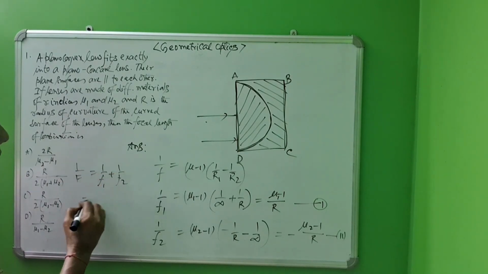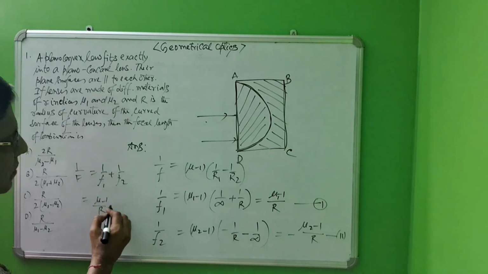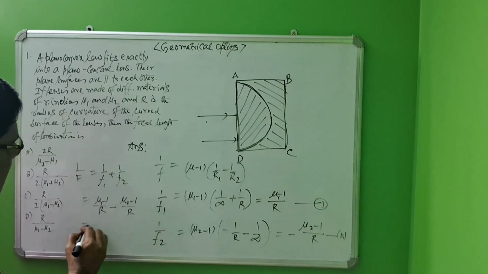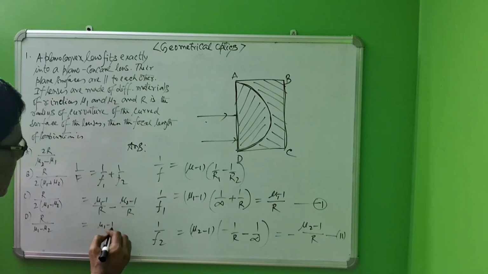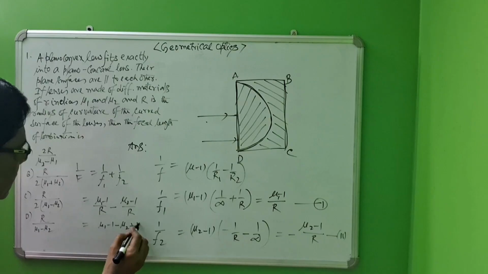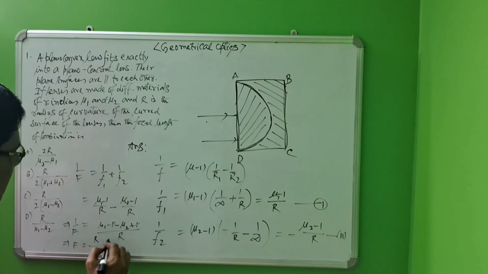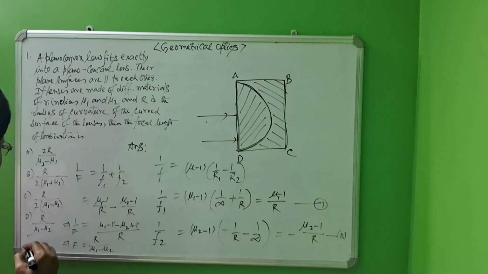by f2 equals to (mu1 minus 1) by r minus (mu2 minus 1) by r, equals to (mu1 minus 1 minus mu2 plus 1) divided by r, equals to 1 by f, which implies f is equal to r upon (mu1 minus mu2). So answer D. So the answer is D.